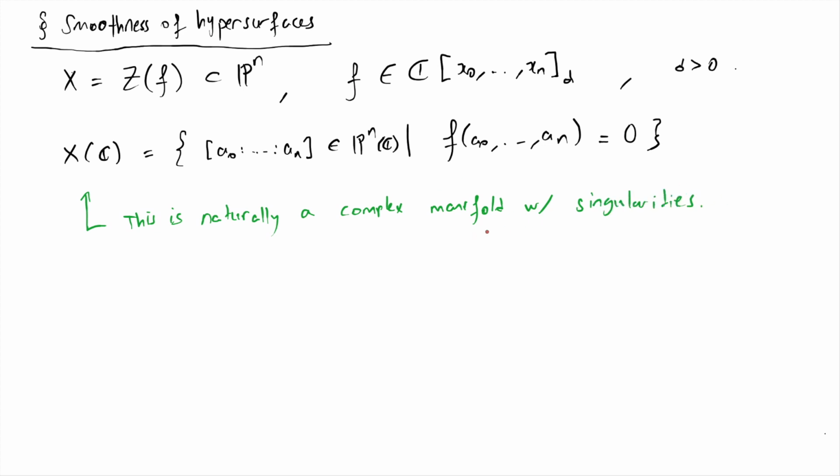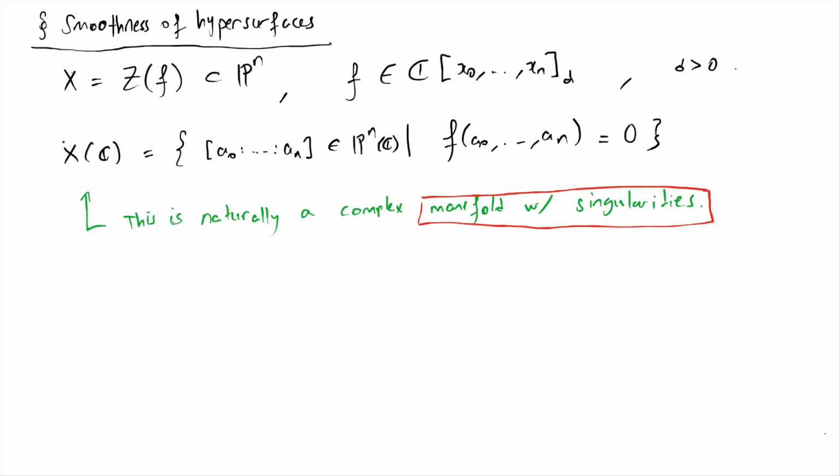So this is a little bit contradictory. I'm saying this is a complex manifold with singularities, but a manifold does not have singularities. But let's say wherever it doesn't have a singularity, it looks smooth. And the whole point of this lecture is to understand what the singularities are, how we can check that X has no singularities, and then X is actually a complex manifold, smooth everywhere.